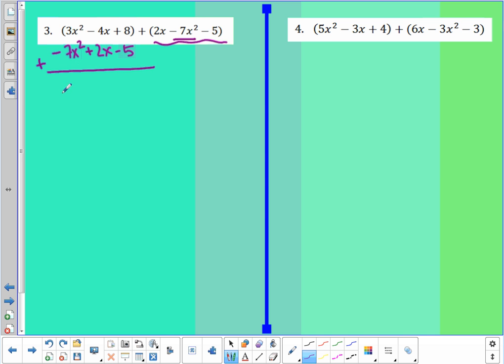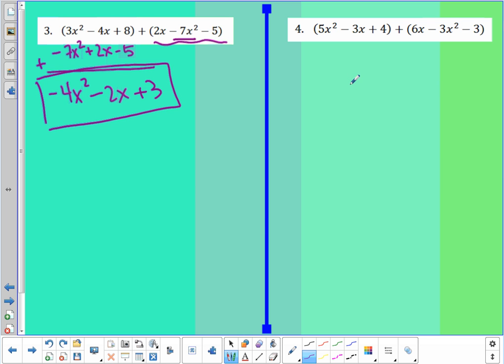3 and negative 7 gives me negative 4. Negative 4 and 2 gives me negative 2. And 8 minus 5 gives me 3. So I have negative 4x squared minus 2x plus 3. Nothing else can be simplified there. There's no other like terms, and it's in standard form because my largest power is first.